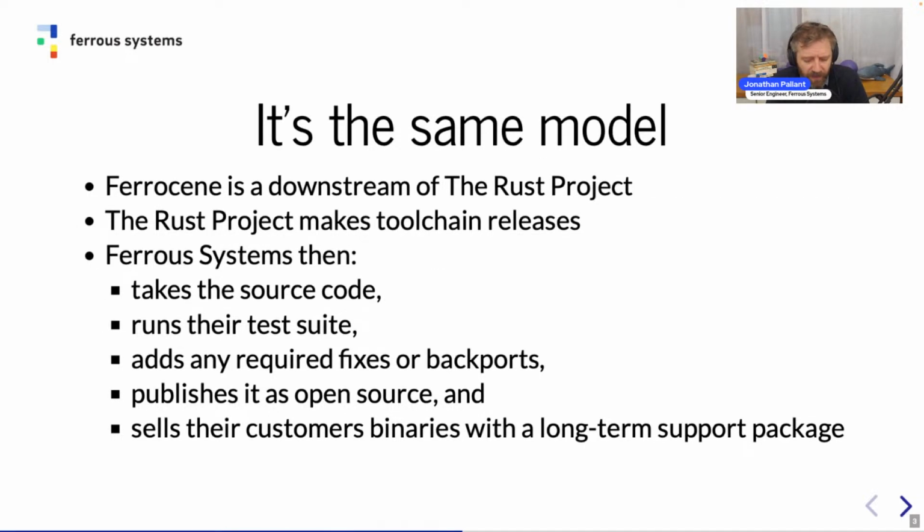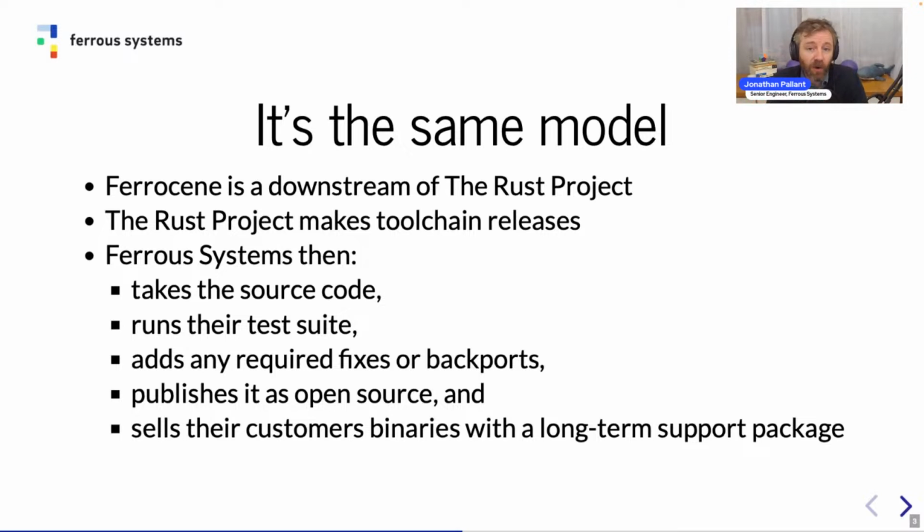And I sort of see Ferrocene as following a pretty similar model. Ferrocene is a downstream of the Rust project. The Rust project make releases of their toolchain. They happen to make them as both binary and source releases. But we take the source code and we run the test suite. It's actually the same test suite the upstream project has, but modified slightly, looking at slightly different targets, perhaps. We will apply fixes and backports. We publish as open source.